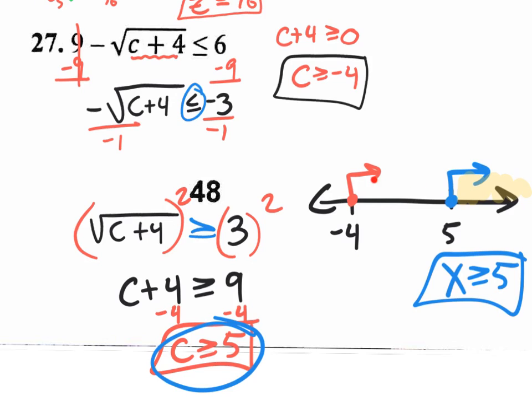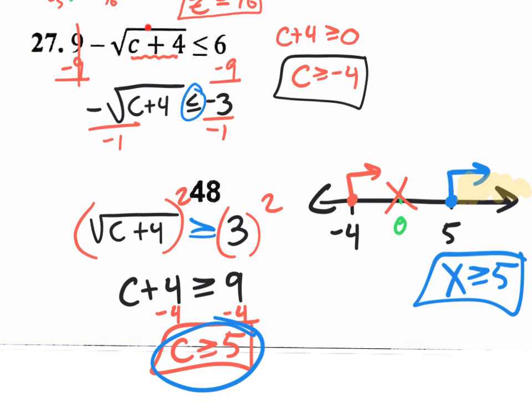If I were to try any number in here, it would not work. Let me show you. Let's test the number 0, which is clearly in between negative 4 and 5. When I pick 0, 0 plus 4 is 4, square root of 4 is 2, 9 minus 2 is 7, and 7 is not less than or equal to 6. So you see how 0 did not work? If I were to plug in any further negative number, it would not work either. Let's say I plugged in negative 10.